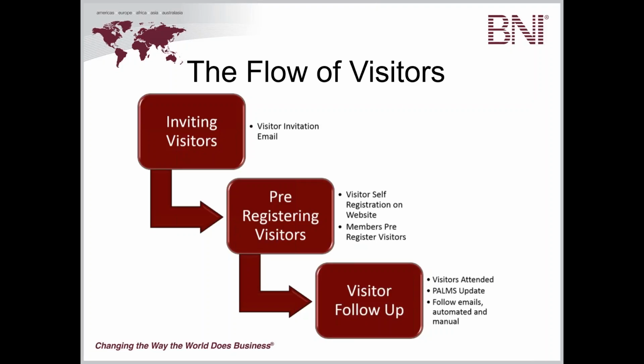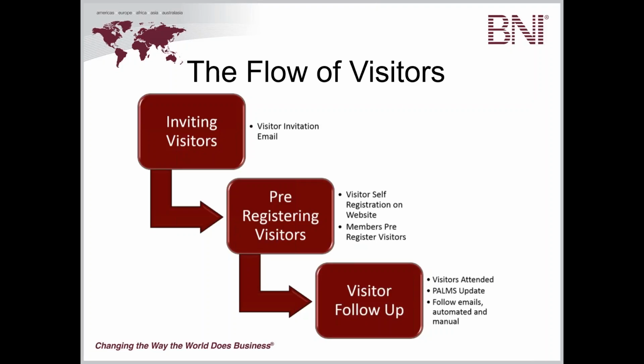All right, so moving on. There are three different parts of this process, three different steps. The first two steps happen before the chapter meeting. So the visitor invitation email, again, that's a way to invite a visitor to your meeting. The second part of that is pre-registering visitors. Now, this right here is the key to the whole process. Having visitors register for the upcoming chapter meetings, which either you can do for the visitor or the visitor can do themselves. And then the final part of the process happens after the meeting, and that's the follow-up process. So let's take a look at each part of this process.